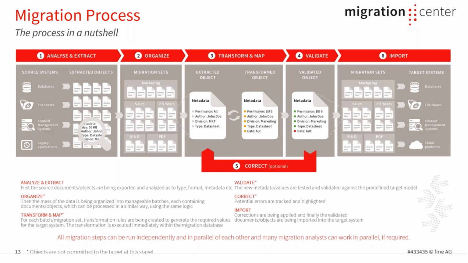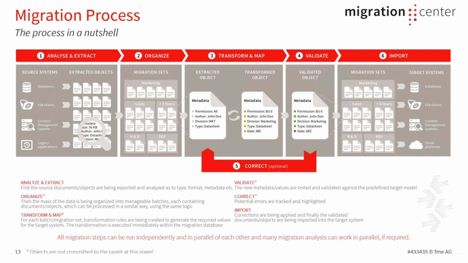So it means you can combine different functions or different mapping tables and so on to generate new metadata, or just, let's say, standardized metadata, or enrich, of course. As you can see here on that little picture, we have, let's say, an extracted object, and we transform that object with new metadata. Before, the permission was all, now it's just BU6. So we mapped the division name from MKT to marketing, and so on and so forth.